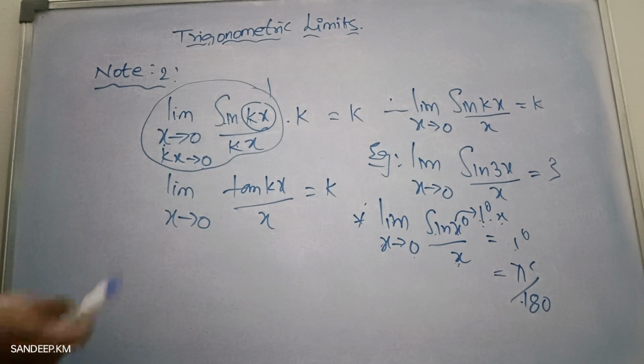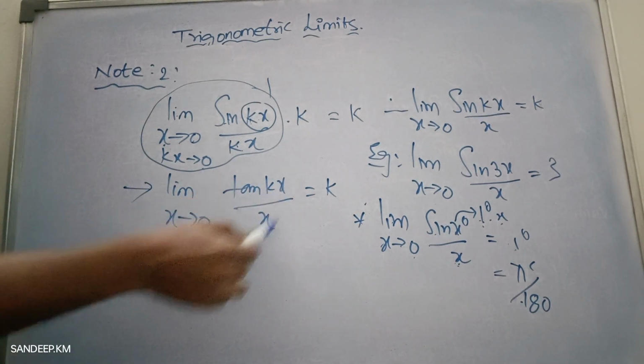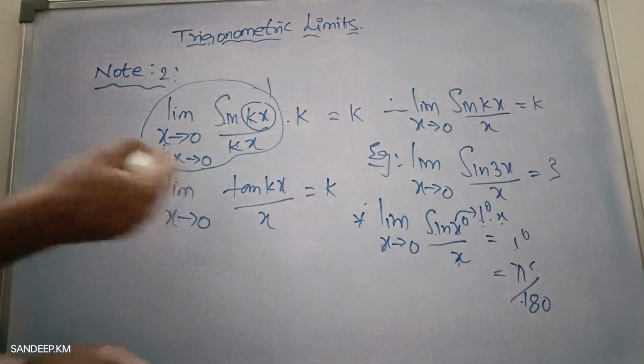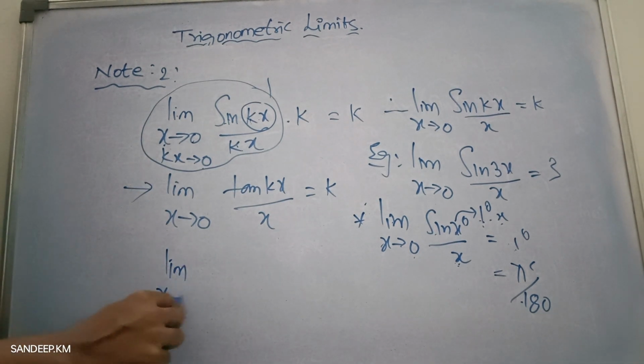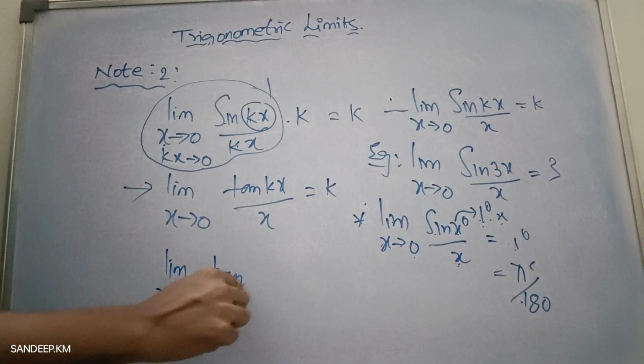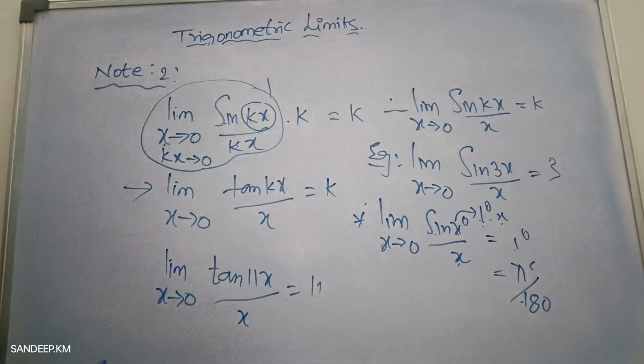In the same way, dear students, you can prove that limit x approaches 0, tan kx by x is equal to k. And how can we use it? A simple use: limit x approaches 0, tan 11x divided by x will be equal to how much? Obviously 11. Okay, next we'll go with the next one.